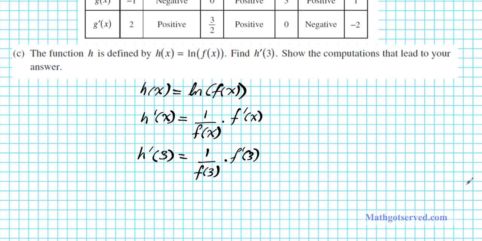Okay, so let's go ahead and plug it into this function here. So we're going to have 1 over 7 times f prime of 3, 1/2. Multiply them together, your answer is 1 over 14.